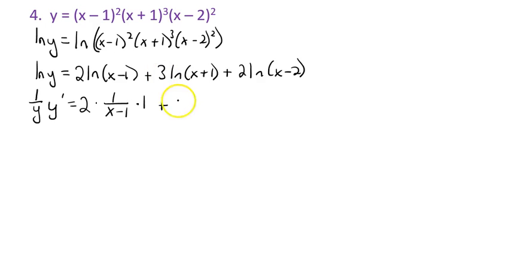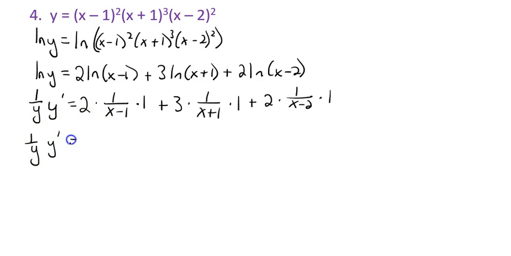Then I go to the next one. Bring down the 3. The derivative of natural log is 1 over whatever. And again, the derivative of the inside here is 1. And then bring down my 2. Derivative of natural log is 1 over x minus 2, and then times the 1. And that's a lot simpler than doing a product rule inside a product rule.